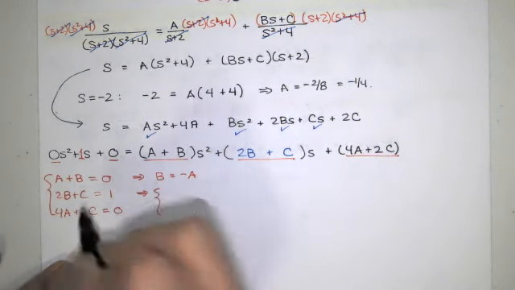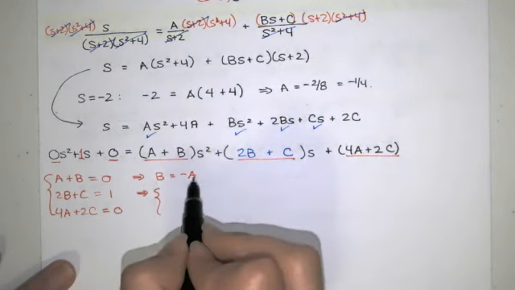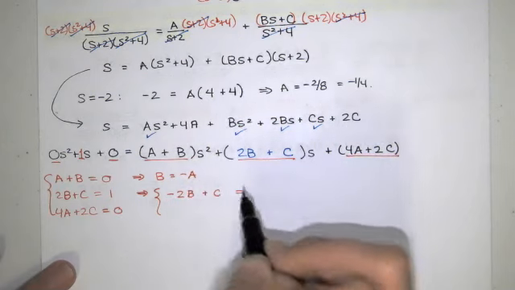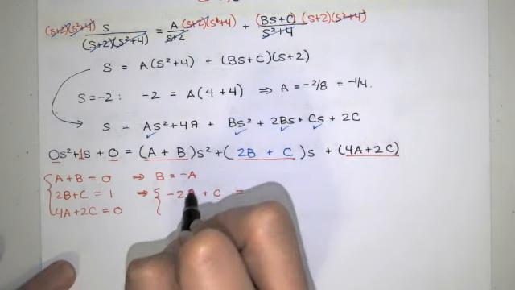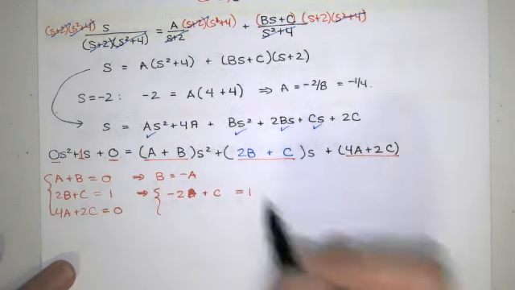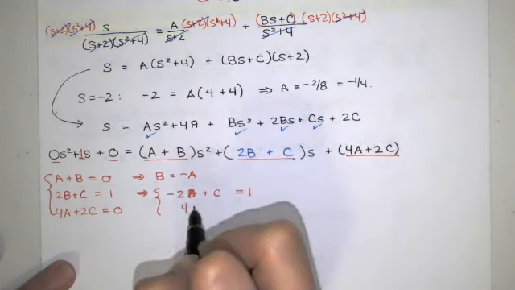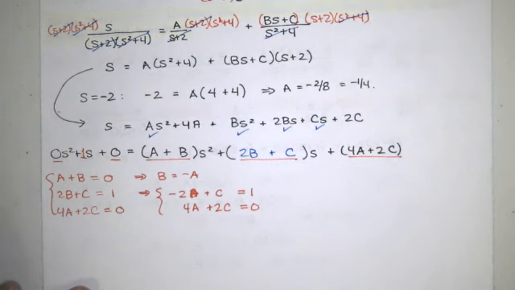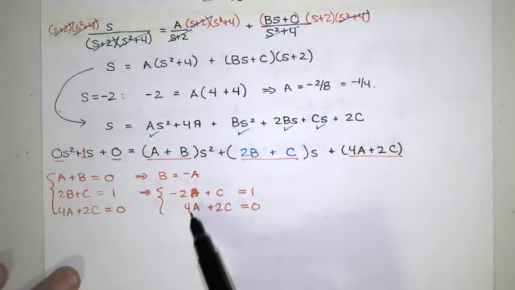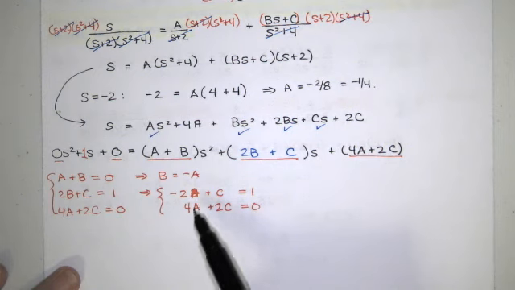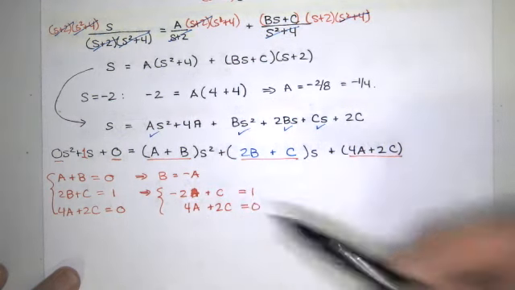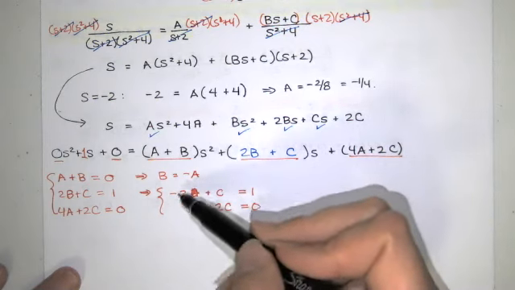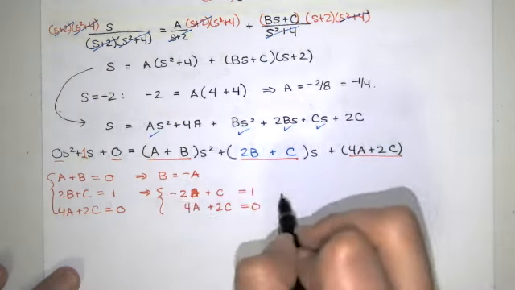And then if I'm writing this equation in terms of a and c, replacing b with negative a, I have negative 2a plus c is equal to 1. And here I've got 4a plus 2c is equal to 0. In order to solve that, I need the coefficients of a to be equal in magnitude but with opposite signs, or the coefficients of c. So we can multiply this equation by positive 2, and that would get rid of the a's if we added them together. So I think I'll do that.